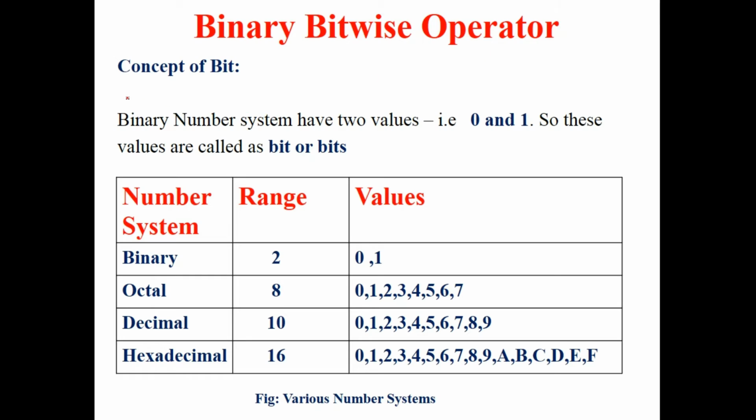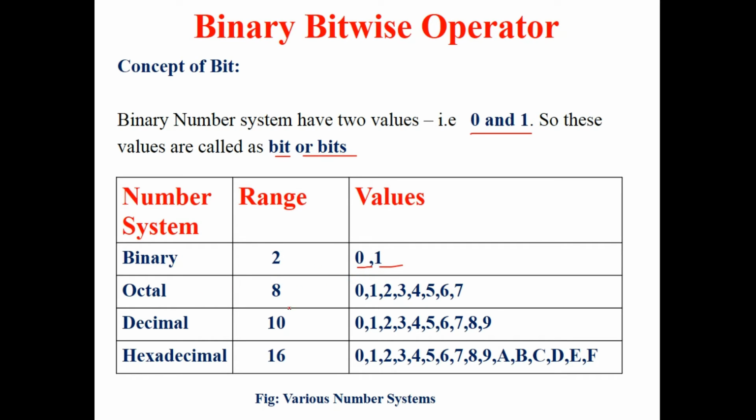Binary bitwise operators. Concept of bits, as you know, one bit is whether you are getting the value as 0 or 1. Binary number system has two values. Here you will have either 0 or 1 at any place, so these values are called a bit or bits. In binary you just have the capability of taking the possible inputs either 0 or 1.